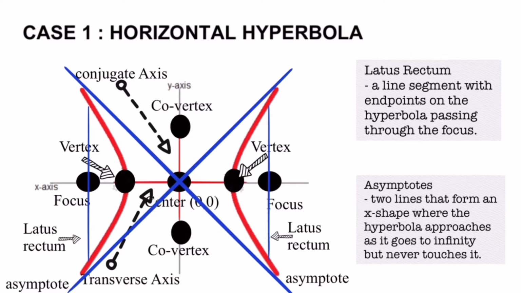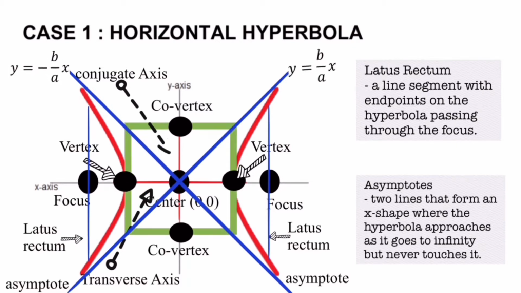The equation of the asymptote with a negative slope is y equals negative b over a x, while the other asymptote with a positive slope is y equals b over a x. Now, the easiest way to draw the asymptotes is by drawing a rectangle covering the four points, the two vertices and the two co-vertices. And the two asymptotes are actually the diagonals of this rectangle extending outward of the rectangle. So that's a trick on how to approximately draw the two asymptotes.